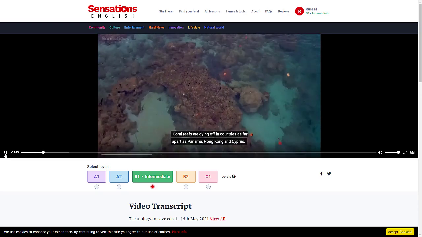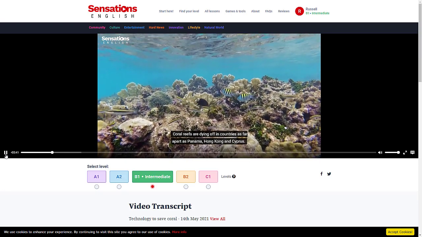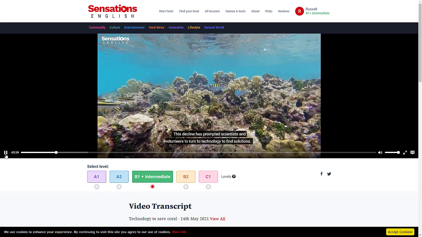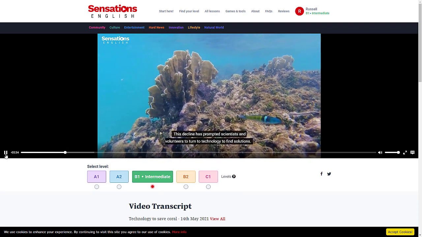Coral reefs are dying off in countries as far apart as Panama, Hong Kong and Cyprus. This decline has prompted scientists and volunteers to turn to technology to find solutions.